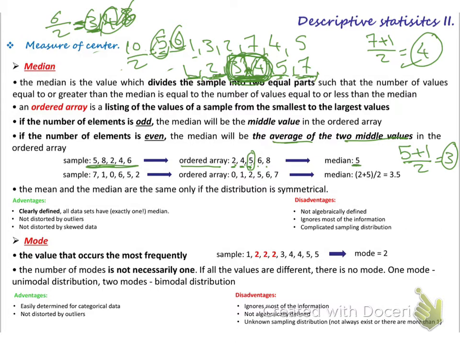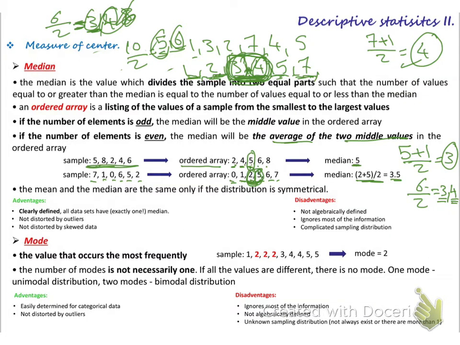So in case of an even number, 1, 2, 3, 4, 5, 6, I have to put them in order first. Okay, then 6 divided by 2 equals 3. I didn't add anything; I add after dividing by 2. So item number 3 and item number 4, these two will give the median. So 1, 2, 3, this is the one, and the next one, 4. So it will be 2 plus 5, divided by 2, okay, equals 3.5.